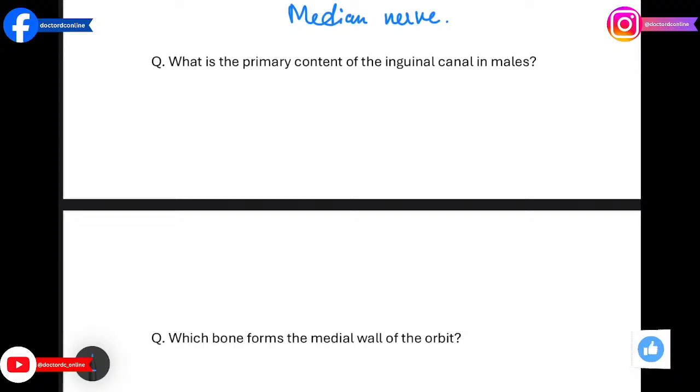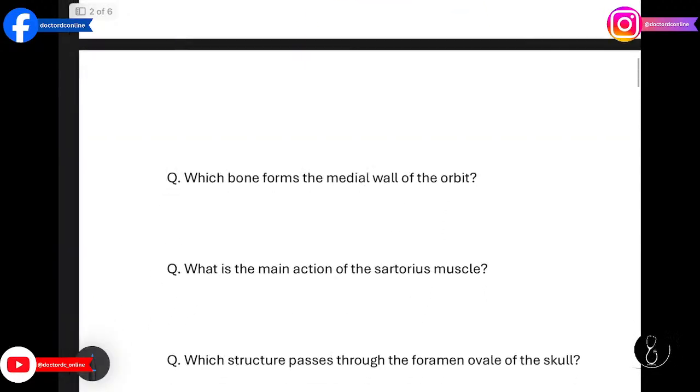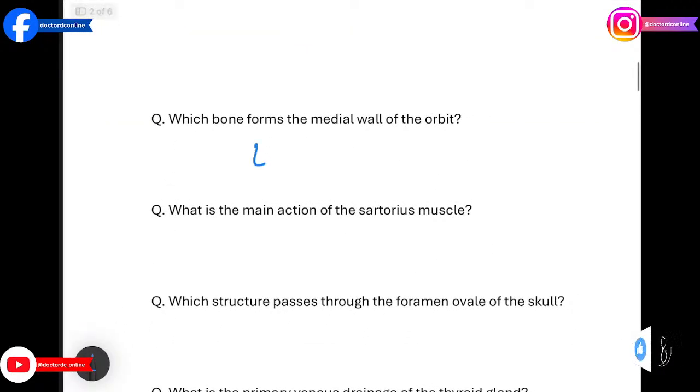The next question is, what is the primary content of the inguinal canal in males? And the answer is spermatic cord, because it contains the vas deferens, testicular artery, and pampiniform plexus.